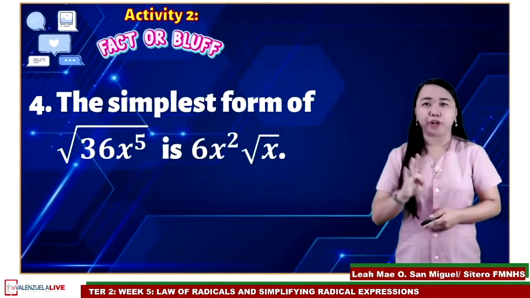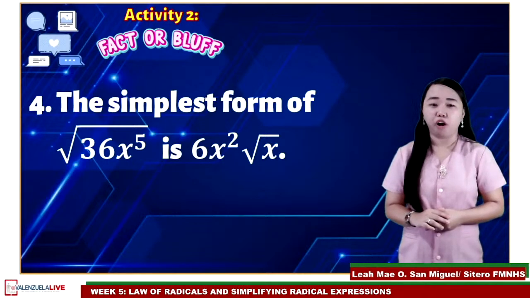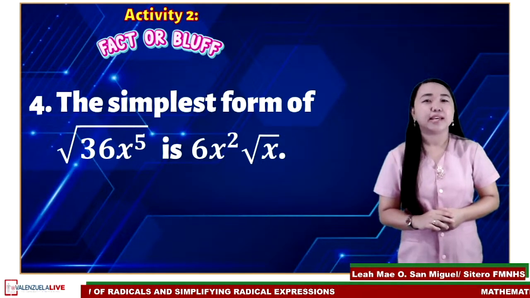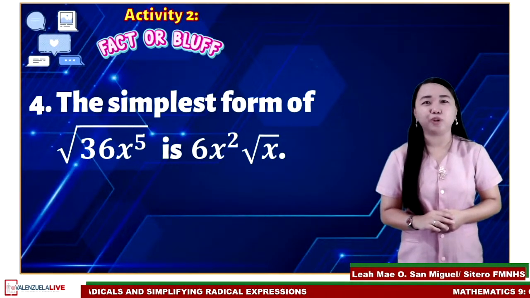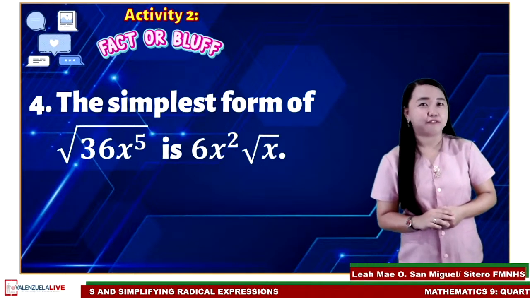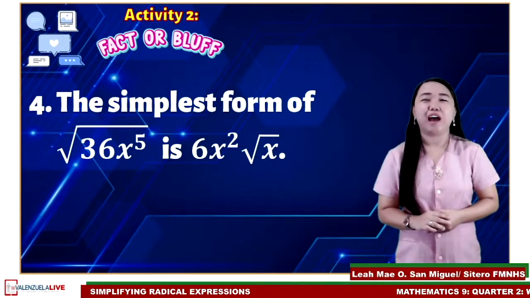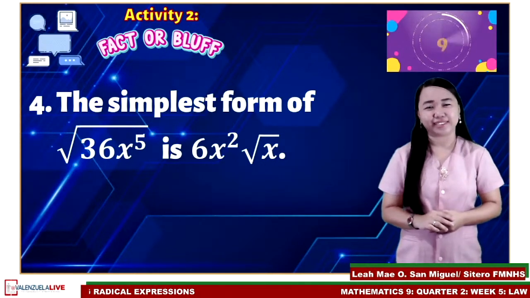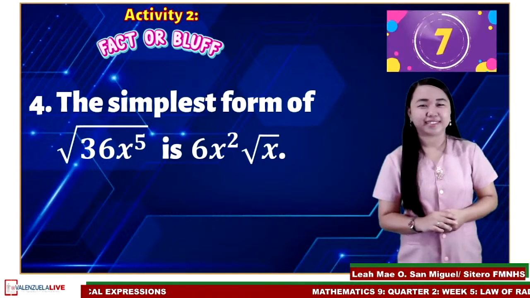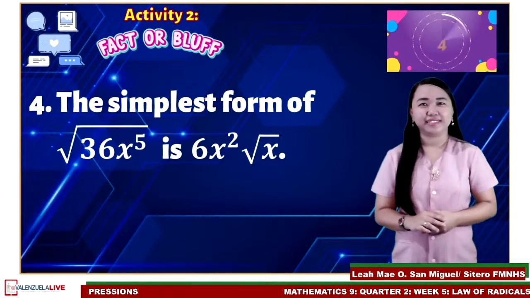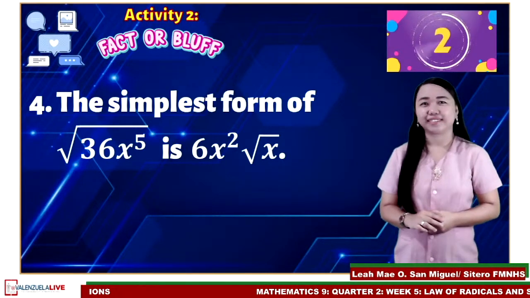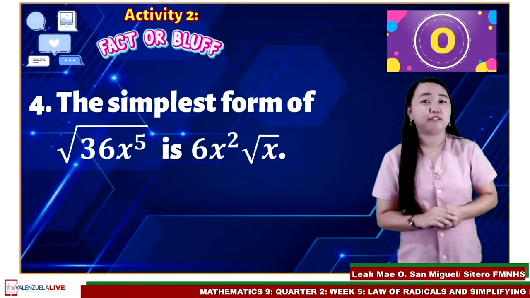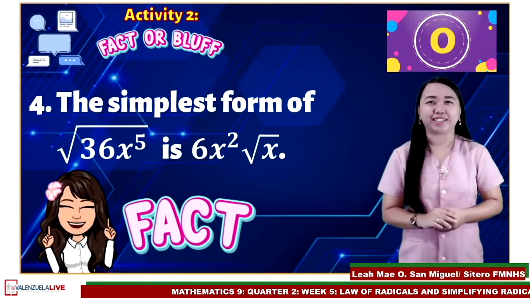Statement number 4. The simplest form of square root of 36x raised to 5 is 6x squared square root of x. Is it a fact or a bluff? You have 10 seconds to key in your answer. Go! If you answered fact, you are correct. Awesome!